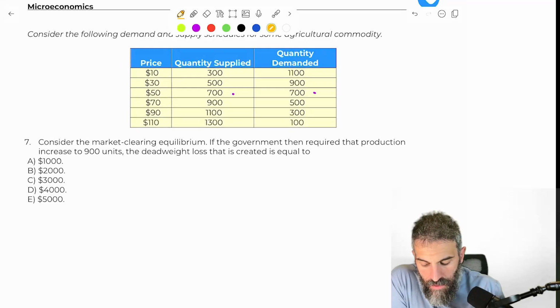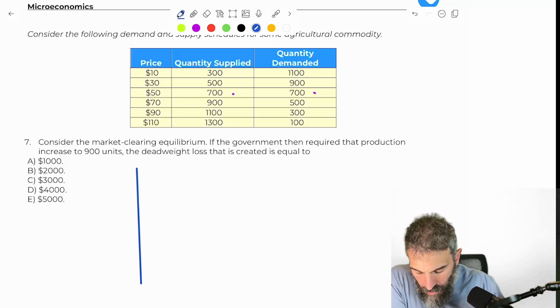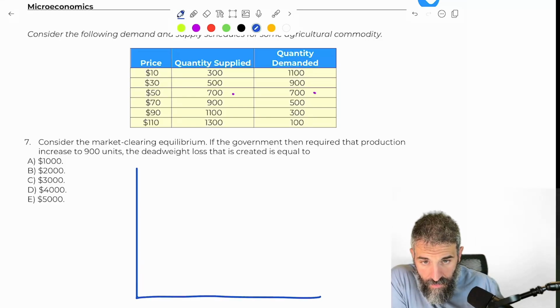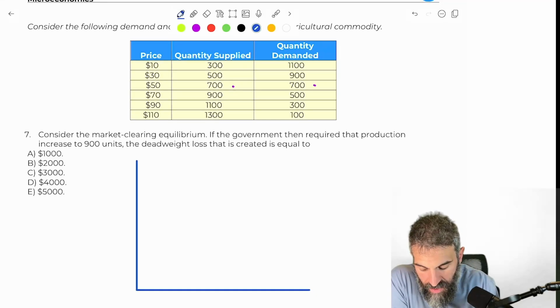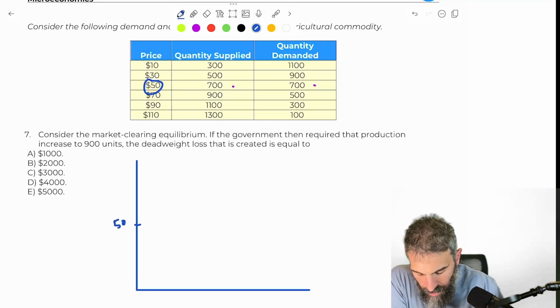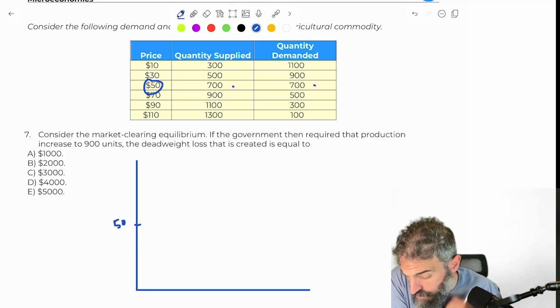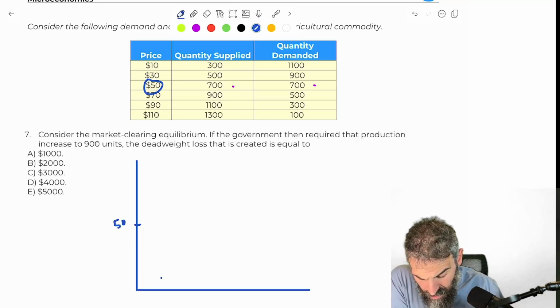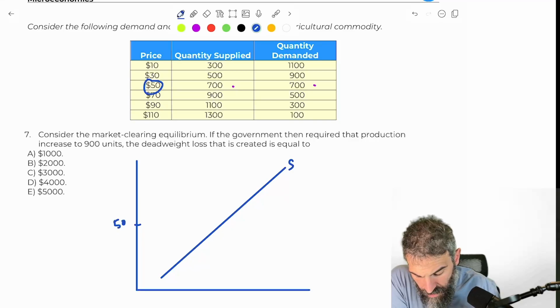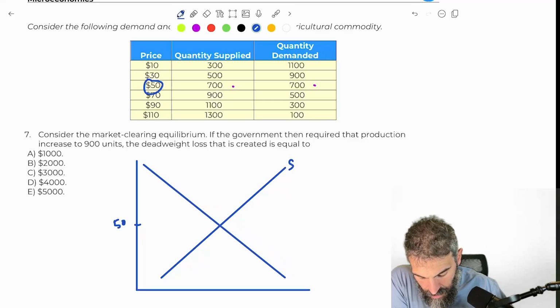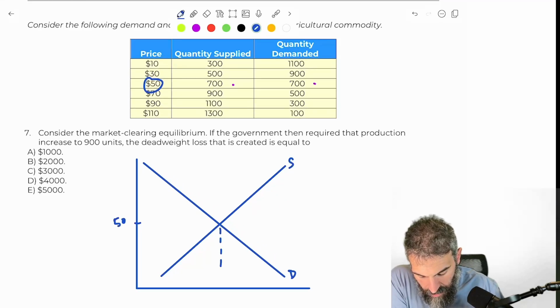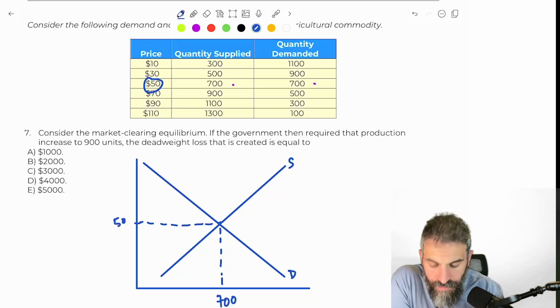Okay, let's take a look. So now this question is a little bit tricky because we're trying to imagine pushing the market beyond the equilibrium. According to the table, the equilibrium is at $50 and 700 units. So if I were to plot supply and demand, they would cross each other at a quantity of 700 and a price of 50. And this would be efficient. This would be the maximum economic surplus.